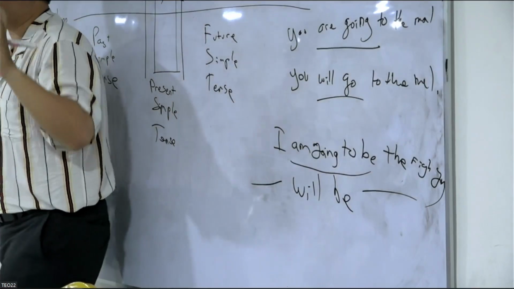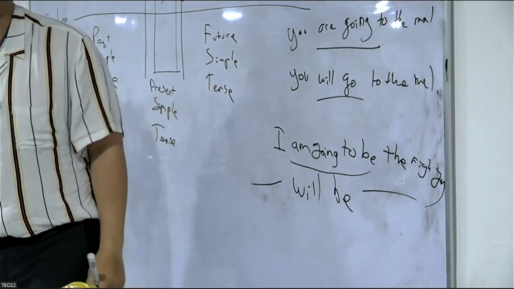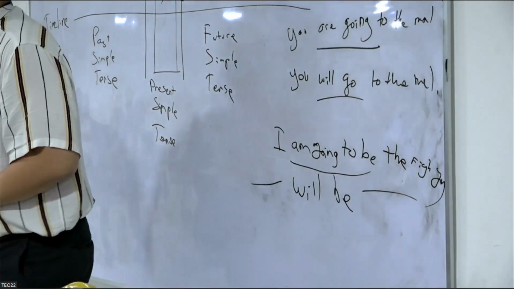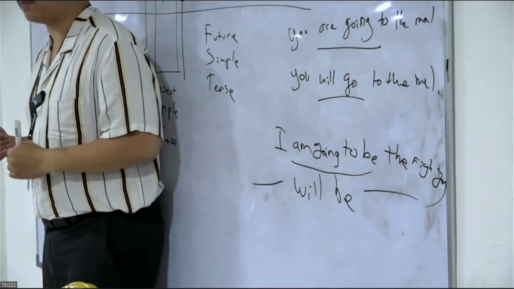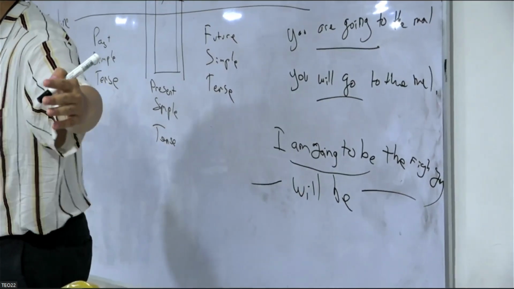Are you guys getting the logic of future tense? The logic of future tense, when it happened, that's it. Sorry. When you're currently in the present, a future tense is the thing that has never happened yet.